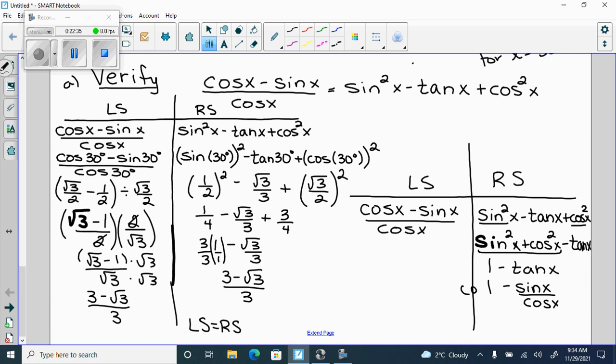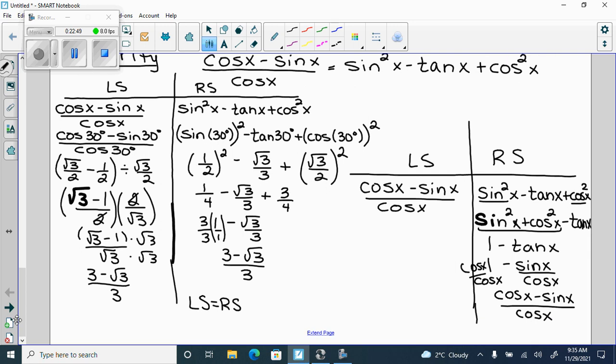And then you're going to multiply this by cos x over cos x. So I get cos x minus sine x over cos x. Which actually isn't that much longer. I just see the left as I can split it. So left side equals right side.